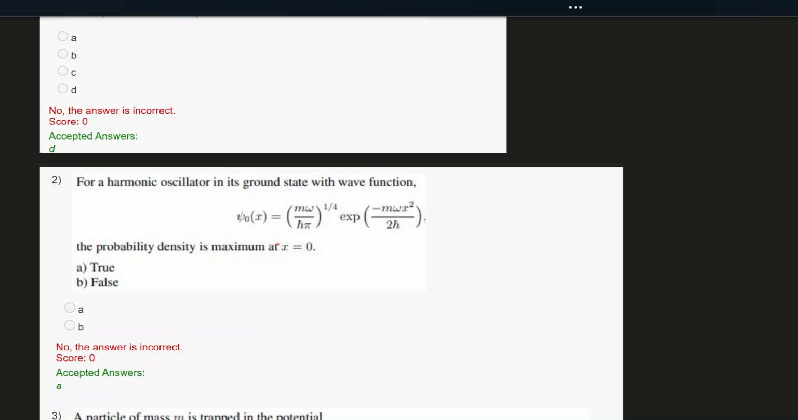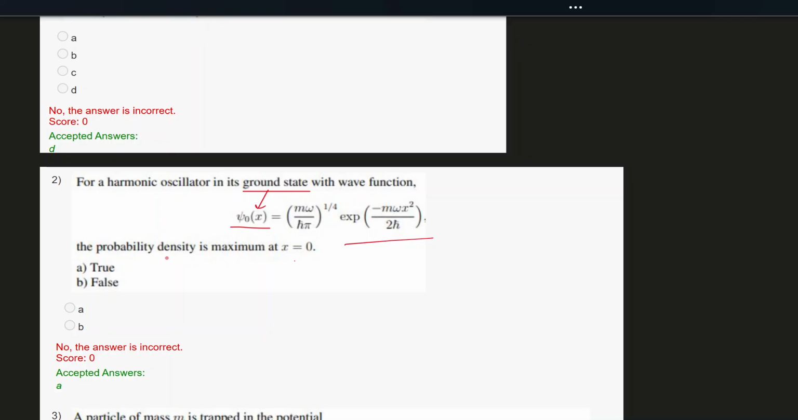Yeah. So this is psi naught x, because they are talking about the ground state of this wave function. Psi naught means it is the ground state, and the form is also for the ground state of the wave function. And the probability density is maximum at x equal to 0. You have to say whether that is true or false.